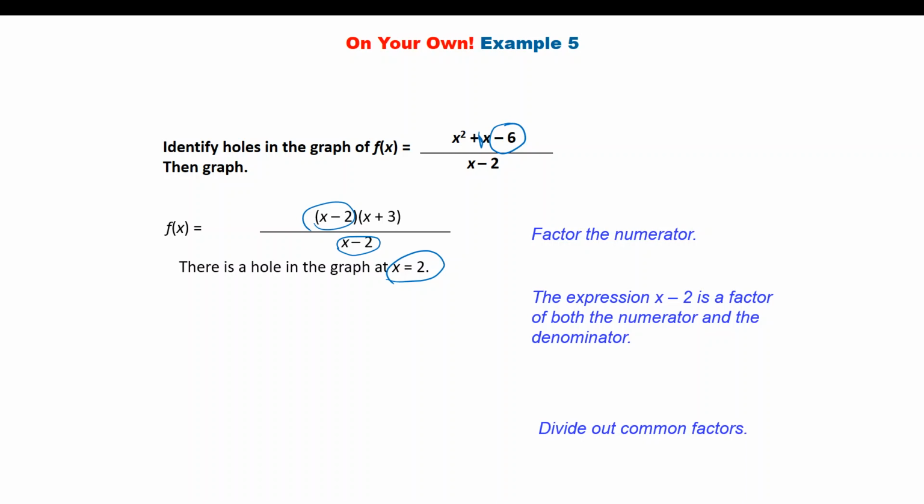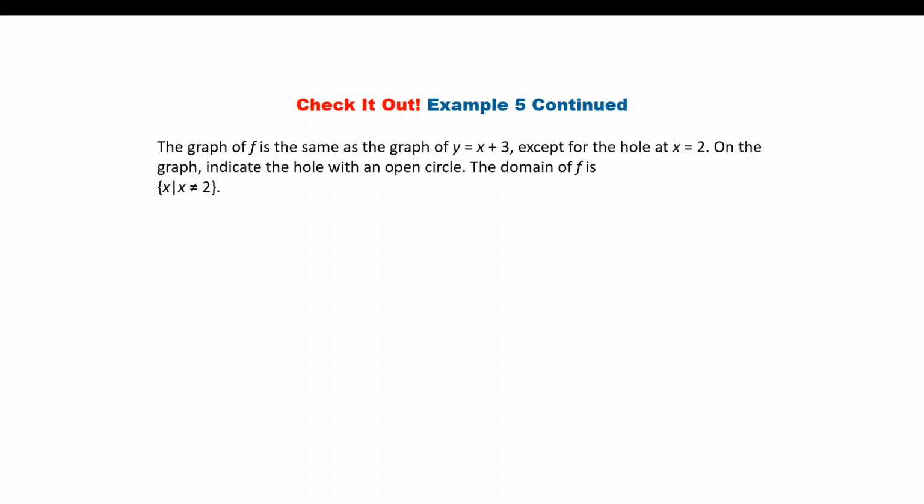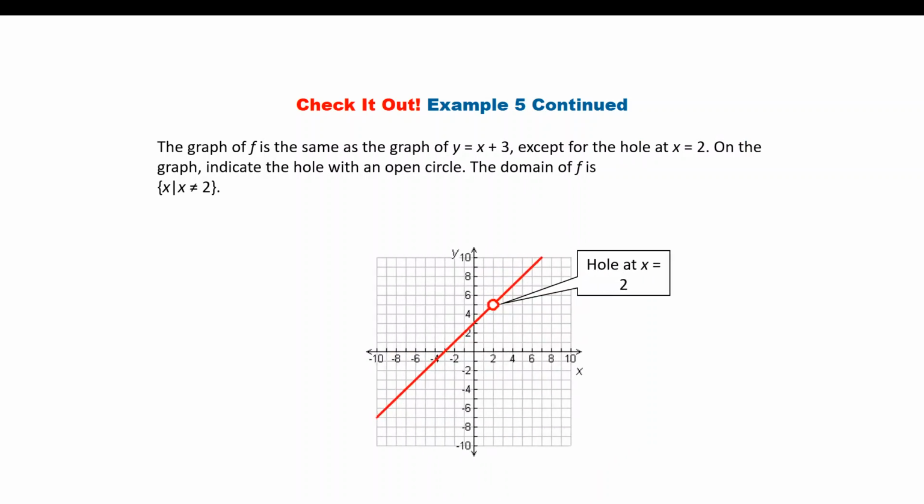And we just have to divide out the common factors. And when we do that, we find out that f of x, or y, equals x plus 3. Easy to graph that now. So here's our graph, and we know that there's a hole at x equals 2, so we just draw our line, but then draw a hole there to show there's a hole in our graph.